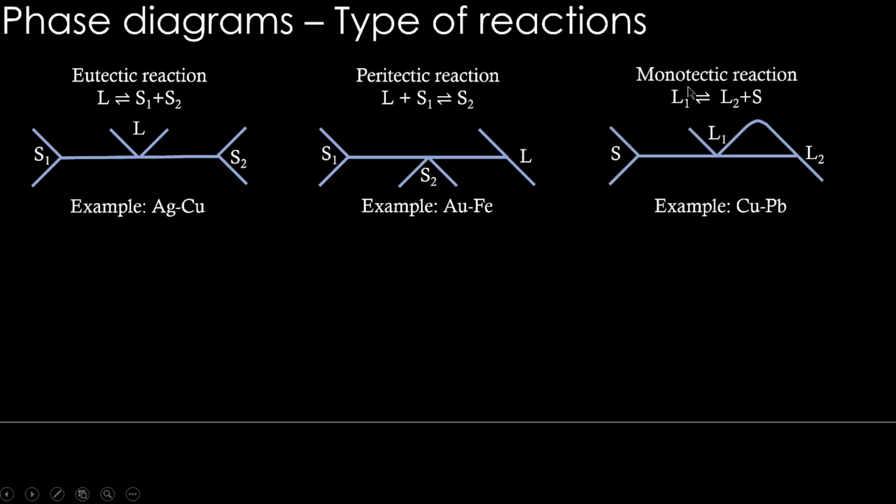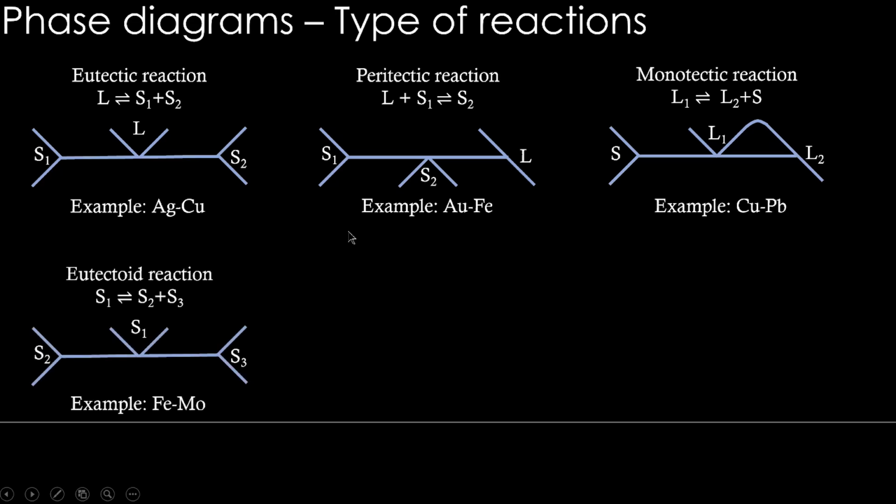The third type is monotectic reaction, where a liquid gives another liquid plus a solid. So this is how its pattern will look in the phase diagram. A solid here, a liquid here, and another liquid here. What happens is this liquid is undergoing the reaction and it becomes a solid and another liquid. Okay, and there will be this kind of a pattern in monotectic reaction.